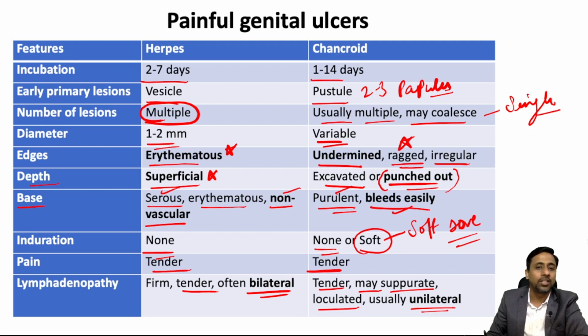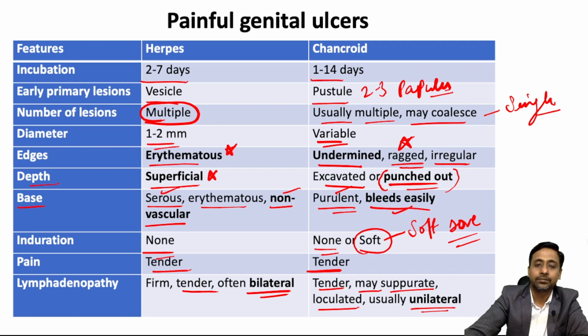So the key point to remember is that in chancroid, the lesion is a punched out lesion, bleeds easily on touch and has undermined, ragged edges. The key point for herpes: the lesion is non-vascular and superficial, it starts with a vesicle, and the edges and base are erythematous. So it is a painful erythematous ulcer.